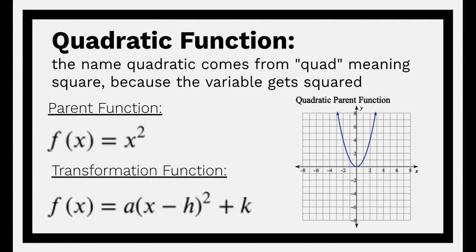The next function we want to talk about is the quadratic function. The name quadratic comes from quad, meaning square, because the variable is what's becoming squared in this function. So our parent function is f of x equals x squared. That transformation function, that a value is outside the parentheses because we are going to mostly be working with vertical, and then that h value is inside the parentheses, and both of those pieces are being squared by that exponent. And then your k, that is outside of any grouping symbols.